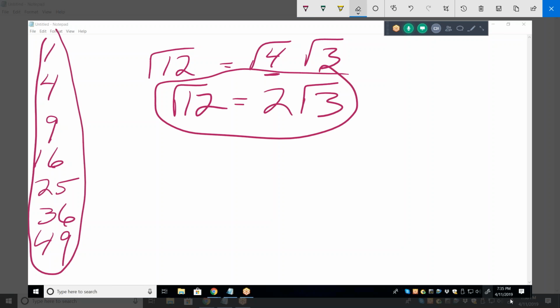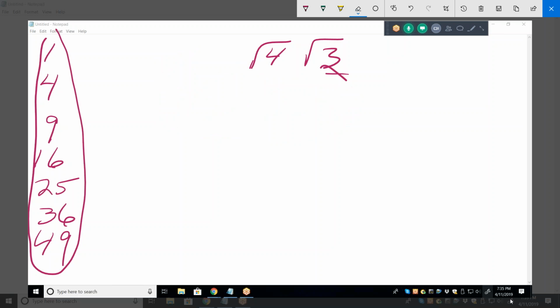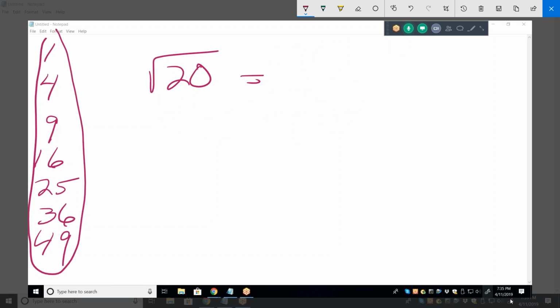Okay, let's keep going. You'll get it. It's pretty straightforward once you do a few of them. It's all about factoring the number that's in the radical. That's what it comes down to. Factoring the number that's in the radical and making sure that one of those factors is a perfect square number. In other words, you don't want to factor 20 as 10 times 2. Neither 10 nor 2 is a perfect square number.